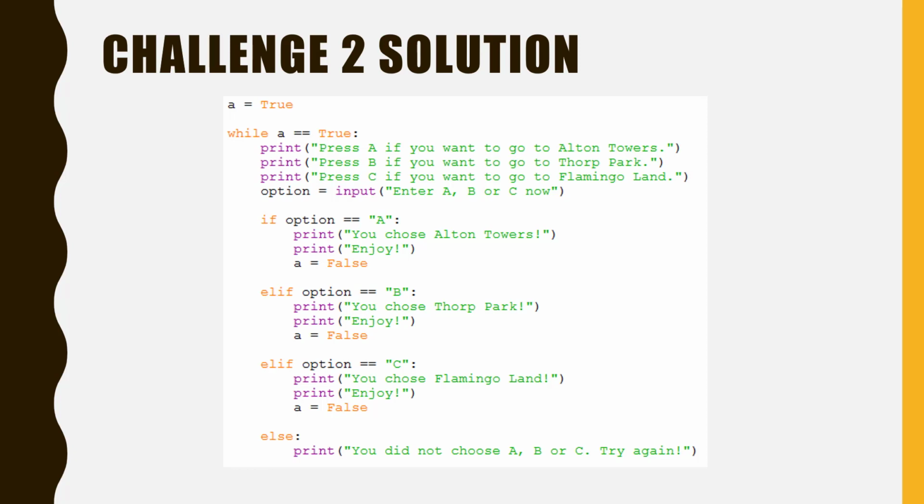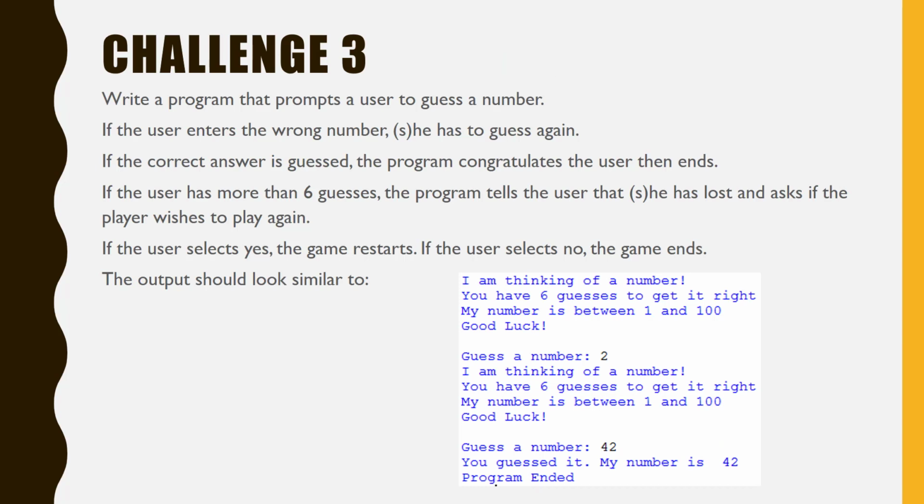Finally, in challenge 3, you are going to create a program which prompts the user to guess a number. If the user enters the wrong number, he or she will have to guess again. If the correct answer is guessed, the program congratulates the user and then ends. If the user has more than 6 guesses, the program tells the user that he or she has had too many guesses and then prompts the user if they wish to play again.